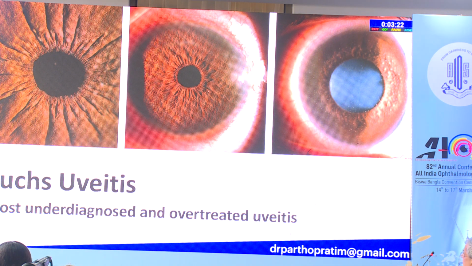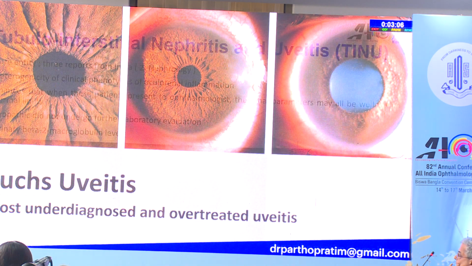You can't see the heterochromia, which is very evident in Western people. So in darker individuals, you can't appreciate that heterochromia. So you have to look for the loss of fine iris pattern, KPs and various other findings.